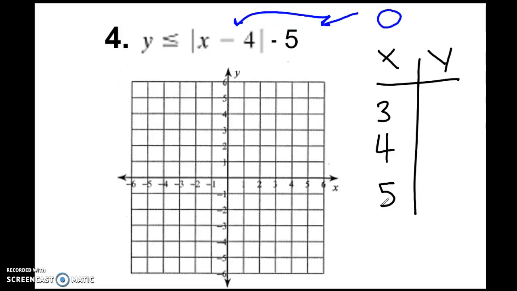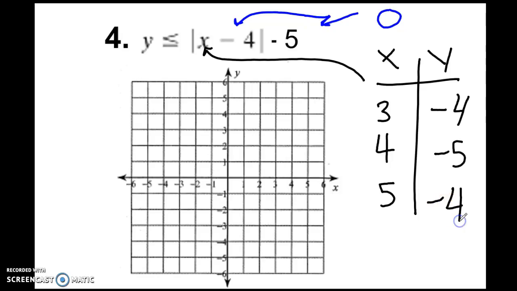To find the y value, I just take the x's and plug them into that spot. Well, 3 minus 4 is -1. The absolute value of -1 is +1. Minus 5 is -4. 4 minus 4 is 0. The absolute value of 0 is 0. Minus 5 is -5. And then same thing, 5 minus 4 is 1. Absolute value of 1 is 1. 1 minus 5 is -4.